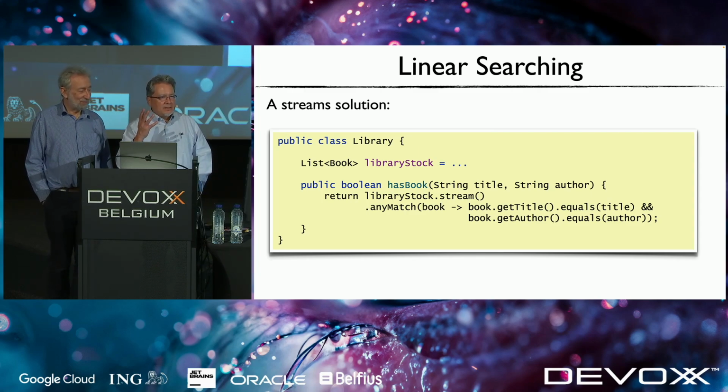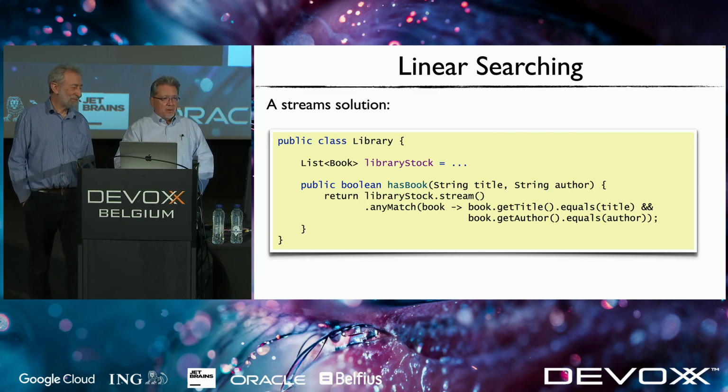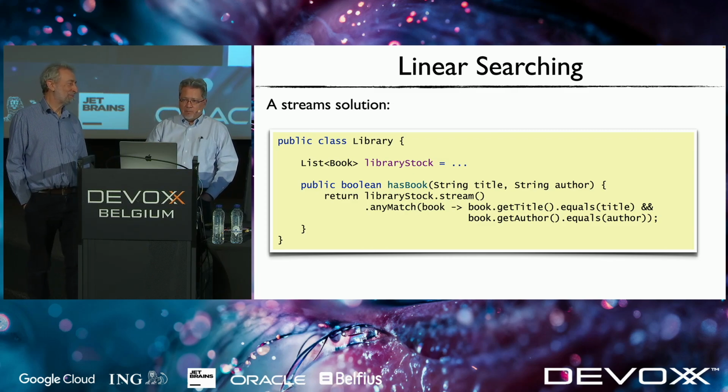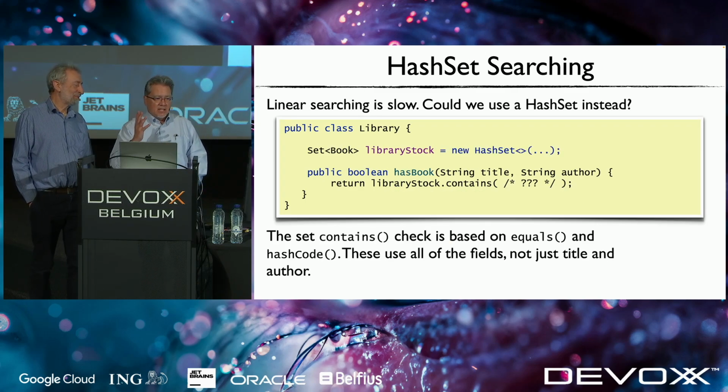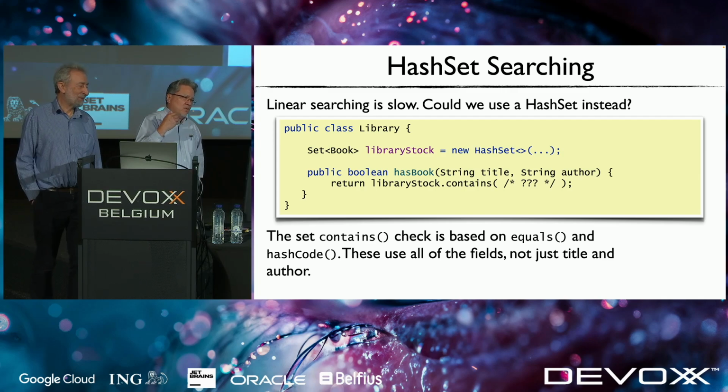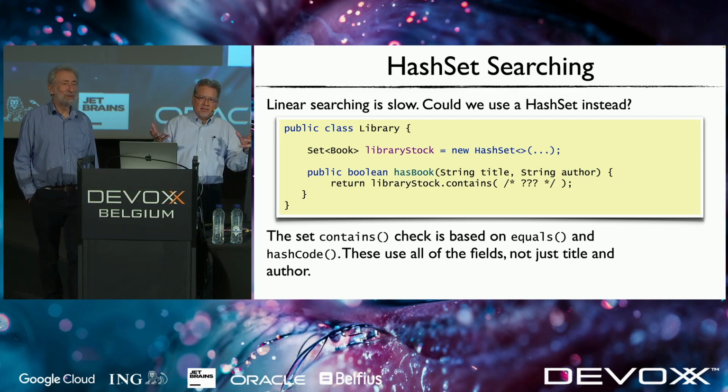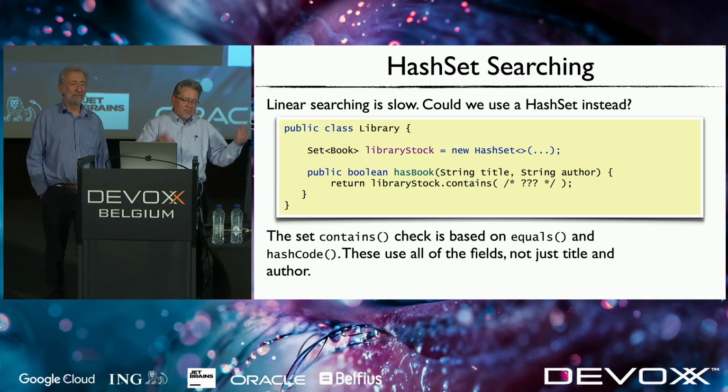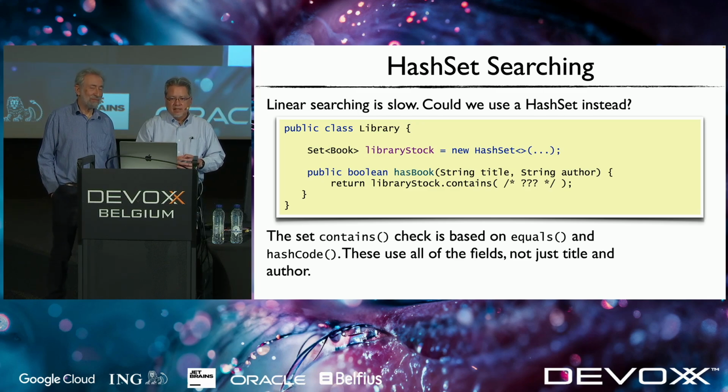So anyway, this is very simple, but of course if you have a lot of books, basically the way you search a list is linearly. You have to run through every one and then call all these methods for every element in the list.